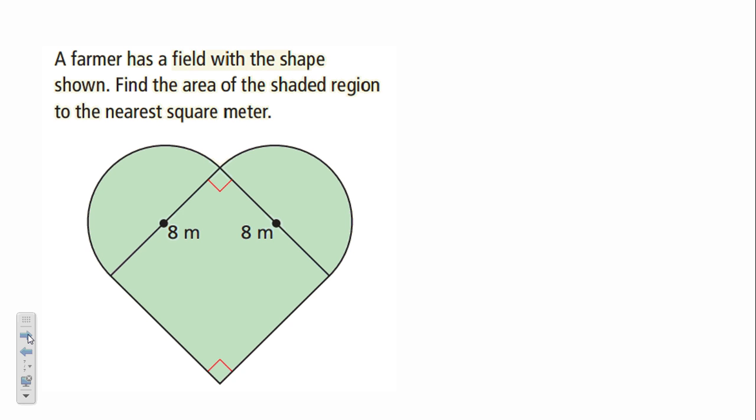I don't think we need to use SOHCAHTOA this time. We want to find the area. So we're going to add a square and a circle, right? Good. So think about it as a plan. We're going to find the area of a square plus the area of one full circle.